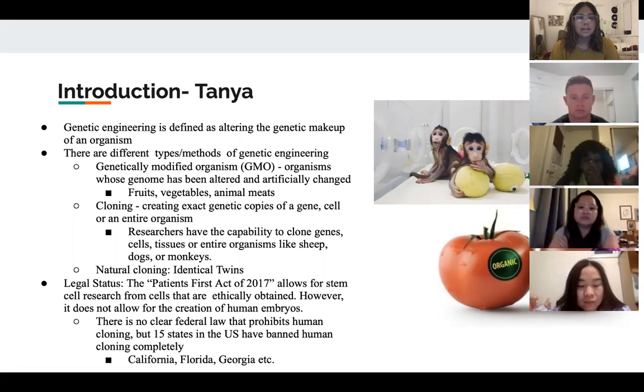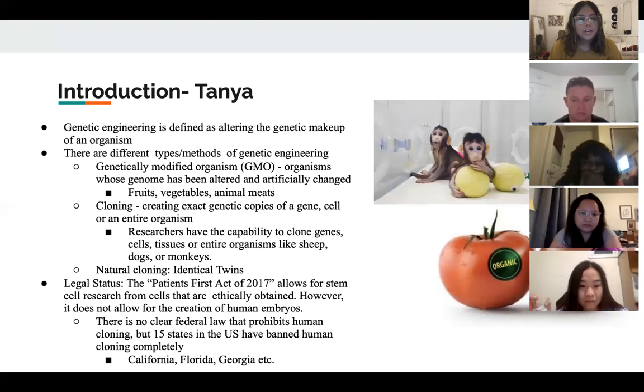There's also cloning, which is what our main topic is about, which is creating exact genetic copies of genes, cells, or an entire organism. So this is where the genetic makeup, that is DNA, is identical. Researchers today have the capability to clone genes, cells, tissues, or entire organisms such as sheep, dogs, or monkeys, and this has been done before. And then there's the natural form that occurs through nature, which is like identical twins. And this is the exact same DNA.